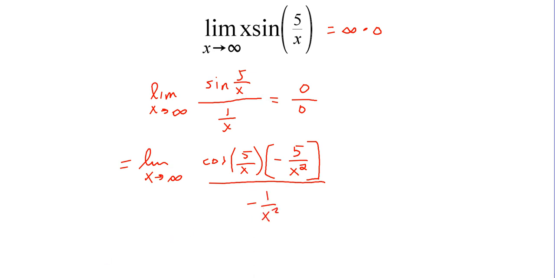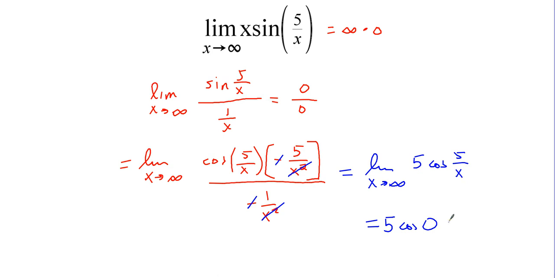So we can quickly cancel out both the negative signs and the x squareds. The 1 in the denominator no longer matters, and we're just left with the limit as x approaches infinity of 5 cosine 5 over x. And when we plug in infinity, we get 5 times the cosine of 0, and the cosine of 0 is 1, so our final answer is just 5.